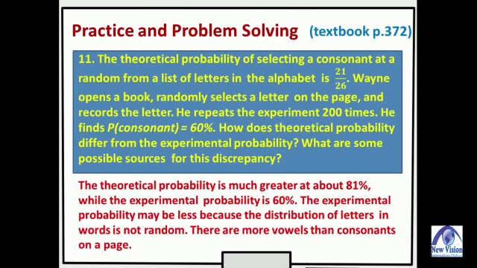The theoretical probability is much greater at about 81%, while the experimental probability is 60%. The experimental probability may be less because the distribution of letters in words is not random. There are more vowels than consonants on a page.